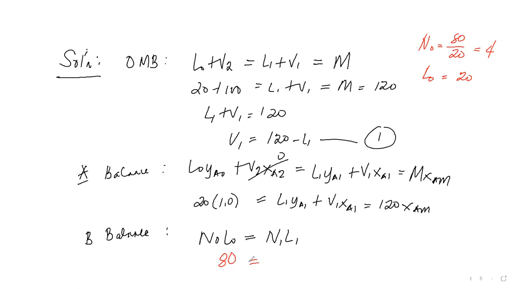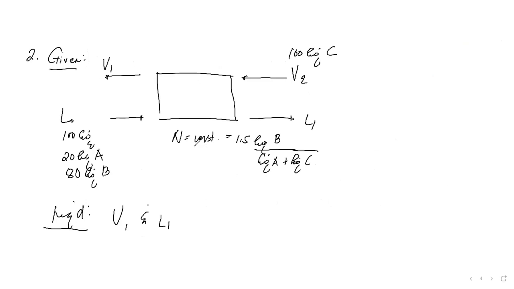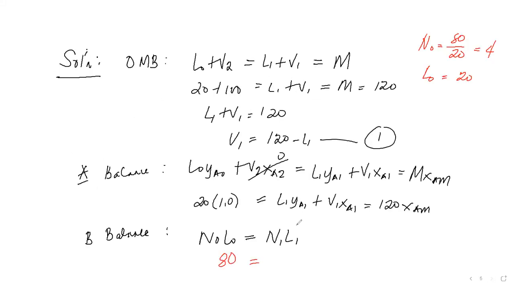Okay? Now, what about N1? Because L1, we can get out of this particular equation. It was mentioned in the problem that your N is a constant at 1.5 kilogram B per kilogram solution for your underflow slurry, the mixture of your solution and your solid. So we can use that here for N1. So you have 1.5 and you have L1. Here, you will be able to get the L1 right away.